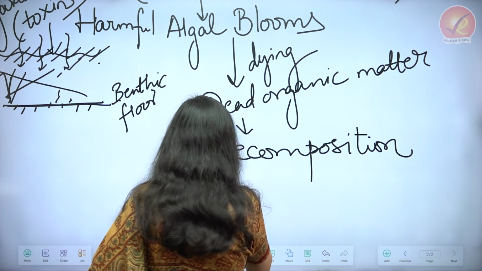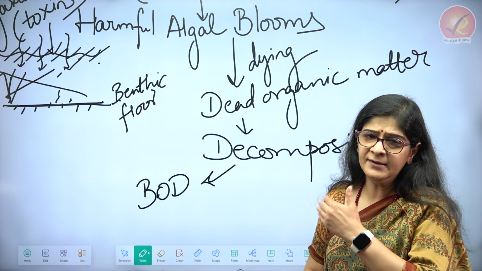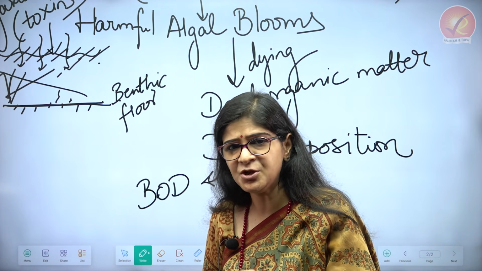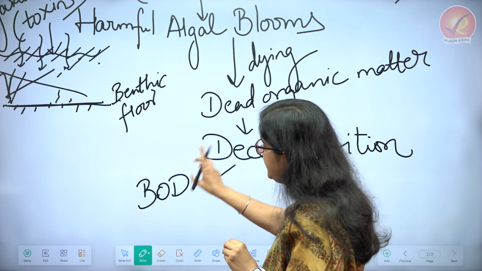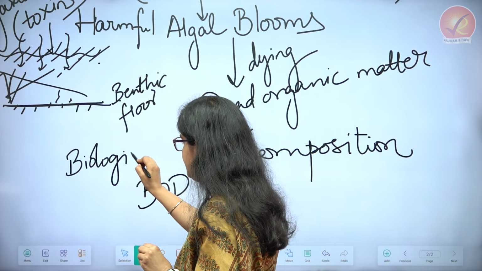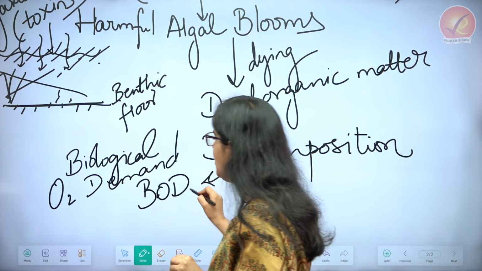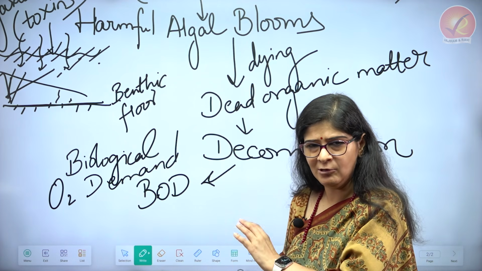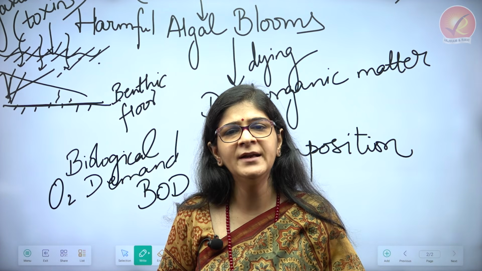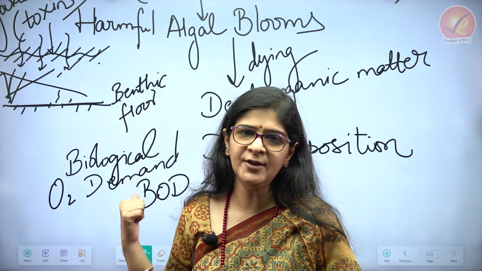Now the oxygen which is being demanded by this decomposing bacteria for breakdown of the dead organic matter, the chemical breakdown of the dead organic matter, and its biological process of respiration as well, the amount of oxygen which is needed by the decomposing bacteria will be called the biological oxygen demand, abbreviated as BOD. So we call it BOD, biological oxygen demand. So the oxygen being demanded is what we are calling the biological oxygen demand. And being demanded by whom? Being demanded by the decomposing bacteria.